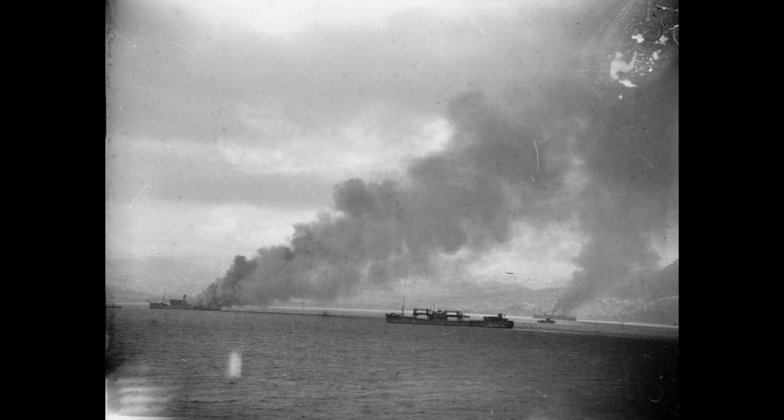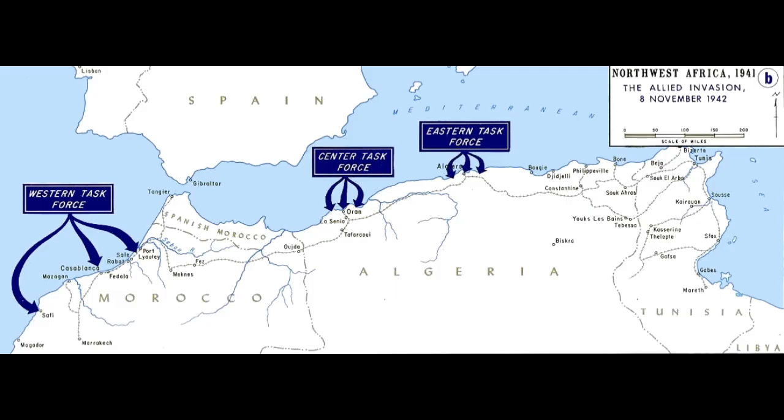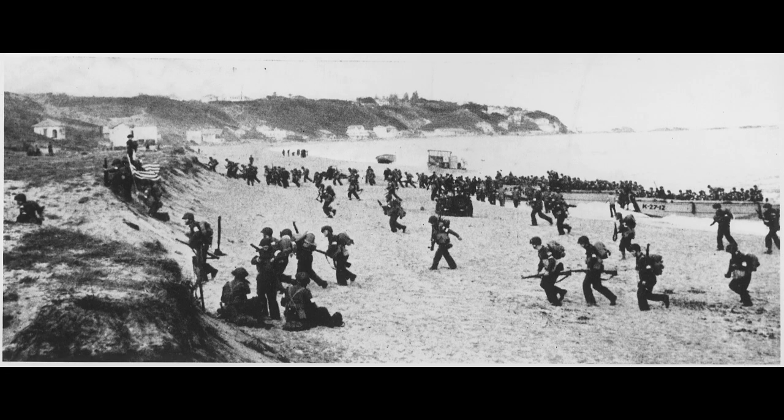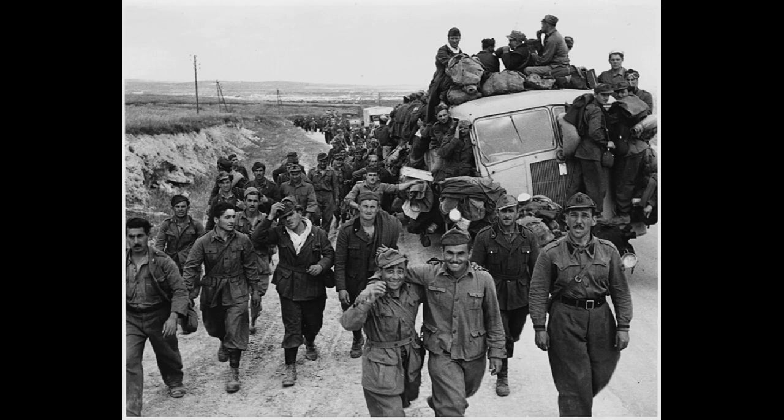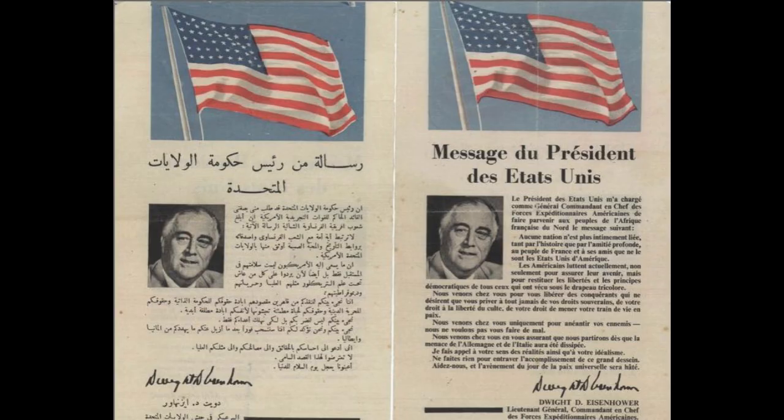The landings. On November 8, 1942, Allied forces commenced amphibious assaults at the designated locations. At Casablanca, the Western Task Force, composed mainly of American troops, faced resistance from Vichy French forces but secured the city after intense fighting. At Oran, the Center Task Force encountered stiff opposition but managed to capture the city after heavy combat.